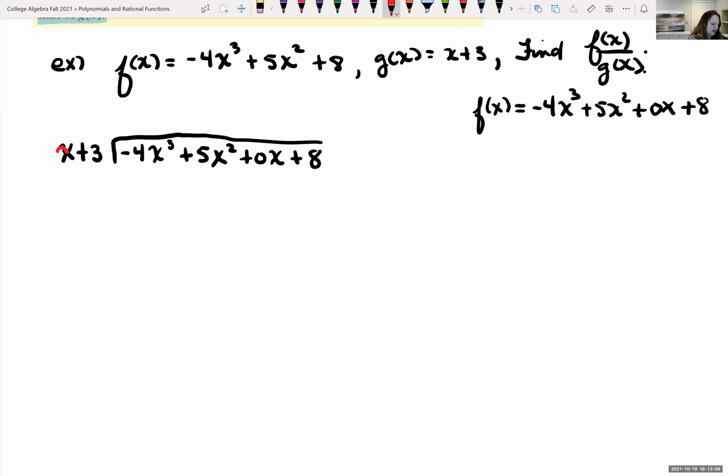Okay, so think to yourself, what do I need to multiply this first term, the only one I'm worried about in my divisor, by to get this first term in my dividend, negative 4x cubed? To get from an x to an x cubed, I need an x squared, and I need a negative 4. So negative 4x squared times x is going to give me that first term in the dividend, negative 4x cubed. Okay, so negative 4x squared.